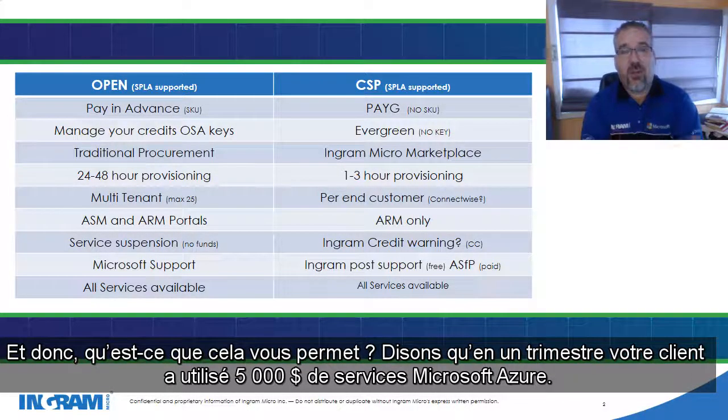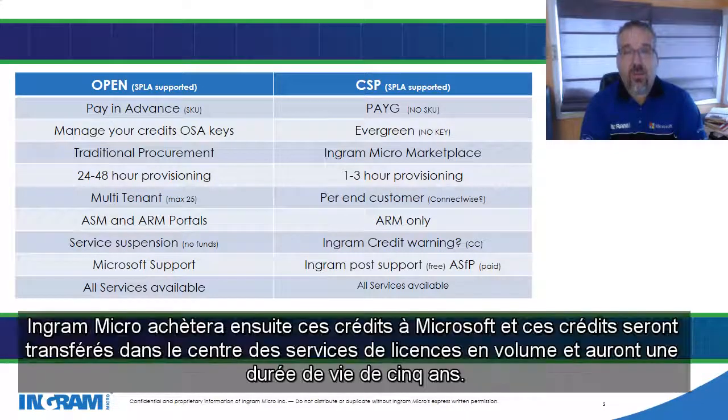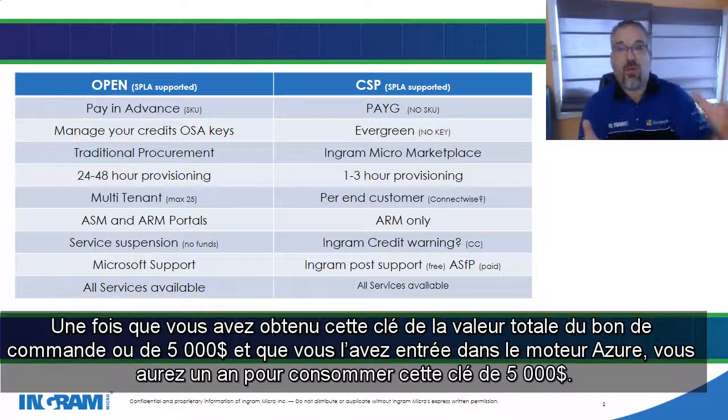So let's say in a quarter your customer were to use $5,000 worth of Microsoft Azure. You would create a PO for 50 $100 credits at Ingram Micro. Ingram Micro would then purchase those credits from Microsoft, and those credits would wind up in the Volume License Service Center, and they would have a shelf life of 5 years. Once you took that key worth the total value of the purchase order, or $5,000, and entered it into the Azure engine, you would have 1 year to consume against that key of $5,000.